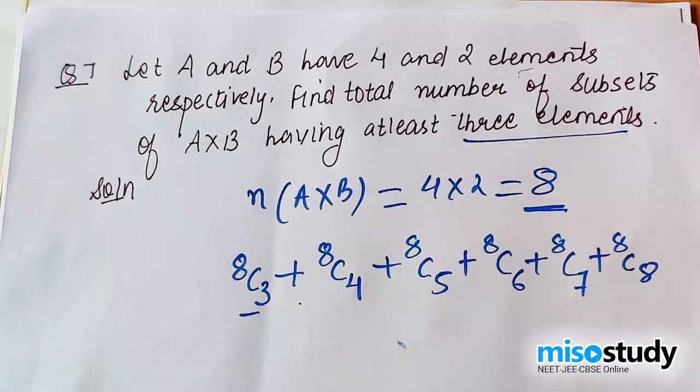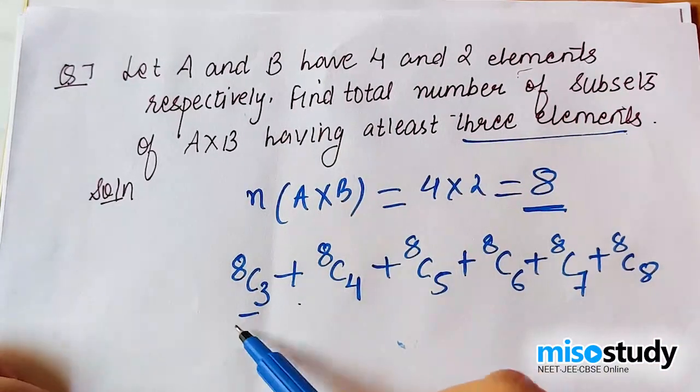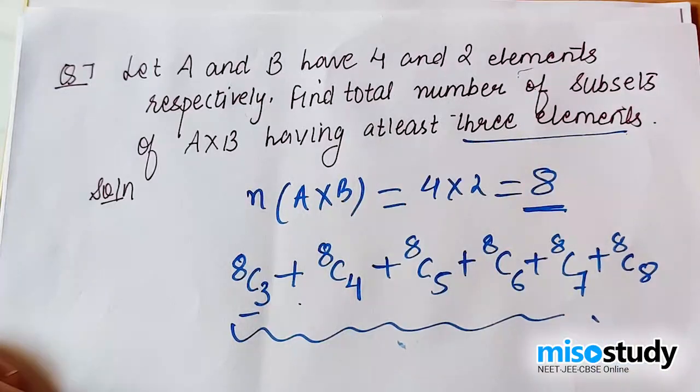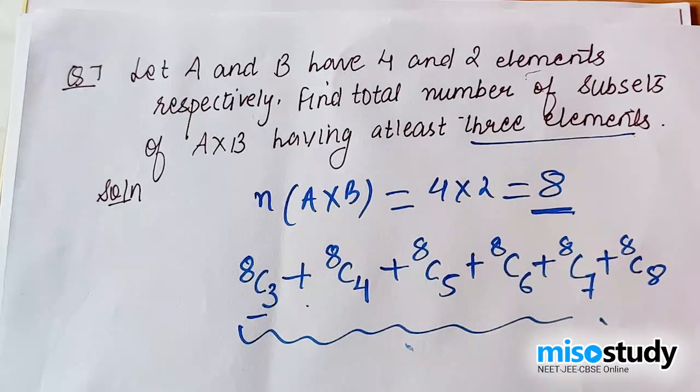Therefore you will have this as your answer to this particular question, because you can either choose 3 elements or 4 elements or 5 elements, 6, 7 or 8. They are telling you that the total number of subsets of A cross B having at least, that means minimum 3 elements have to be taken. That is for sure. It can be even more than that.